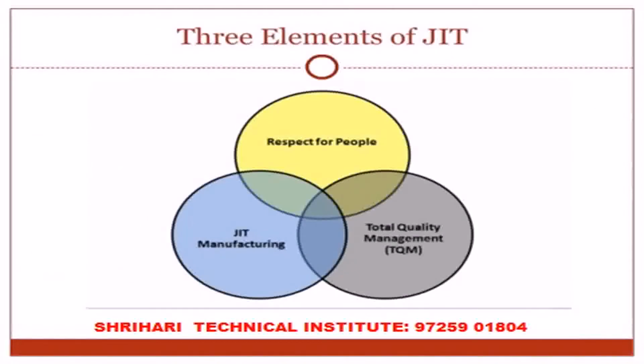This Venn diagram illustrates the overlap of the three elements of JIT. The three elements of JIT are respect for people, JIT manufacturing, and total quality management.